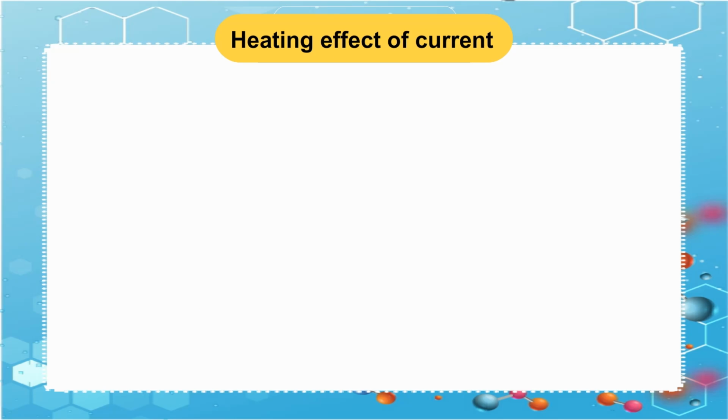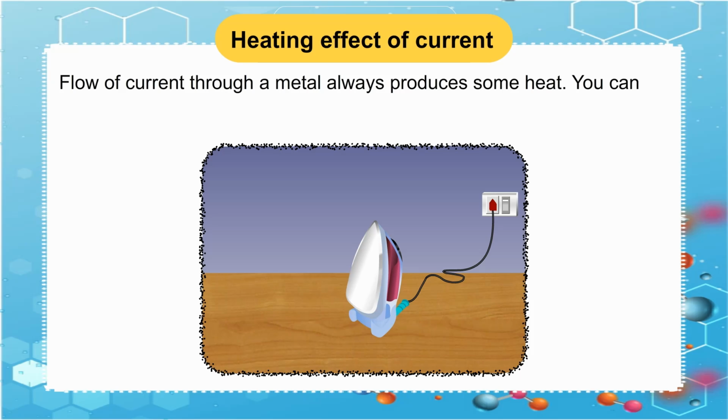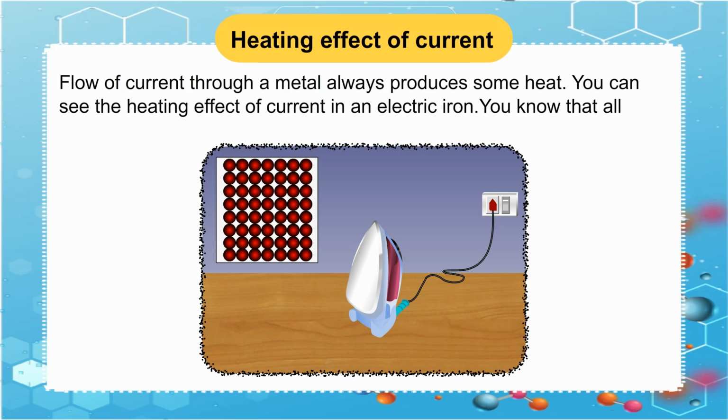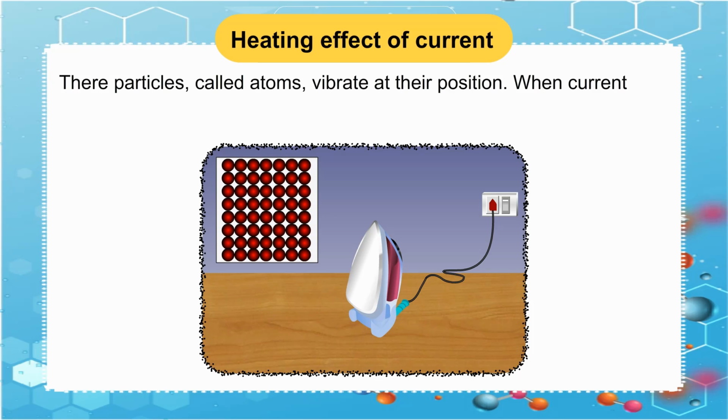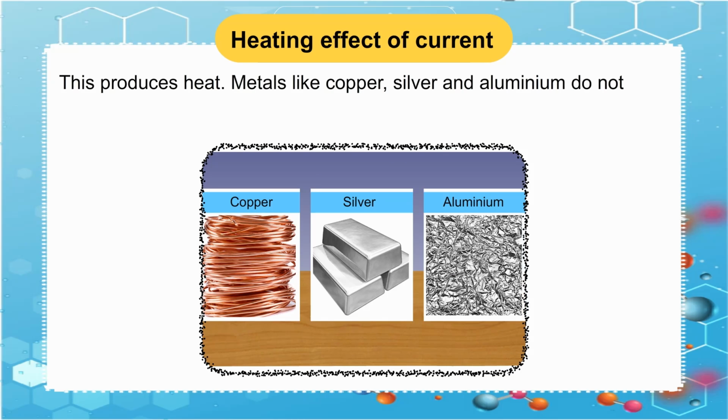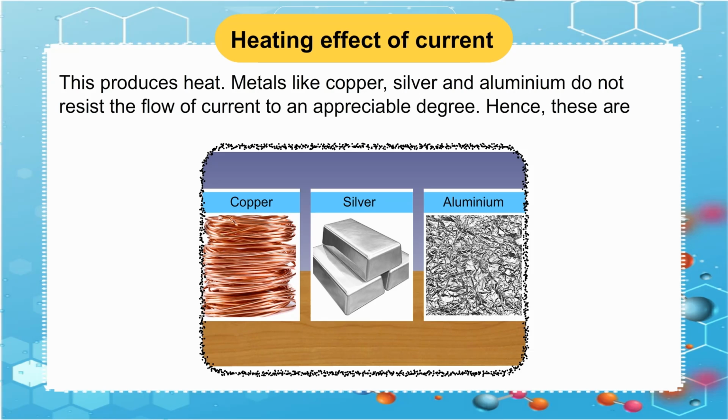Heating effect of current. Flow of current through a metal always produces some heat. You can see the heating effect of current in an electric iron. You know that all solids are made up of particles. Their particles, called atoms, vibrate at their position. When current flows through a solid, the vibrations of atoms resist its passage. This produces heat.